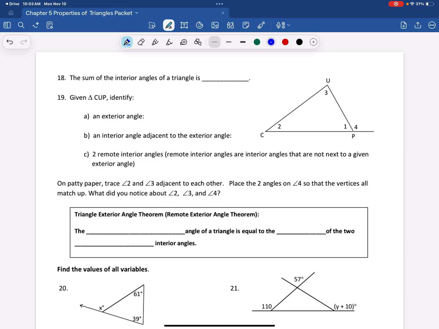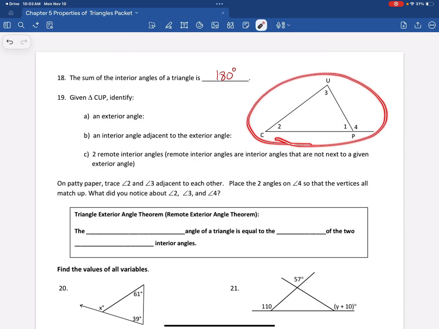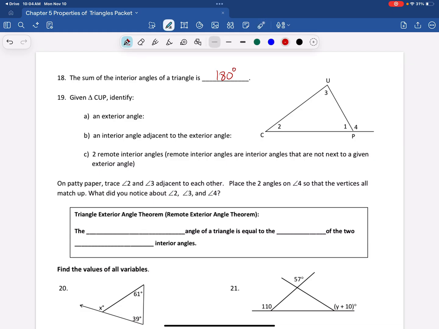Okay, so our last topic of today is the triangle exterior angle theorem, or otherwise known as the remote exterior angle theorem. Okay, so first off, let's remind ourselves that the sum of the interior angles of a triangle is 180 degrees. And so in this picture, right over here, we have four angles. Angle 1, angle 2, and angle 3 are the angles of the triangle CUP. And angle 4 is an exterior angle, right? So let's go ahead and label those.